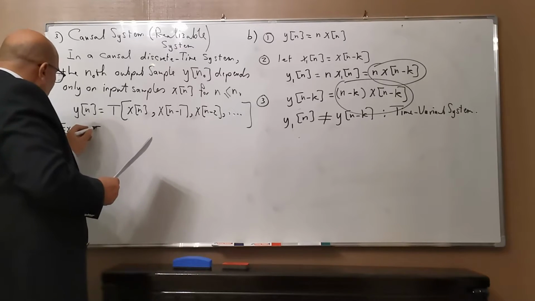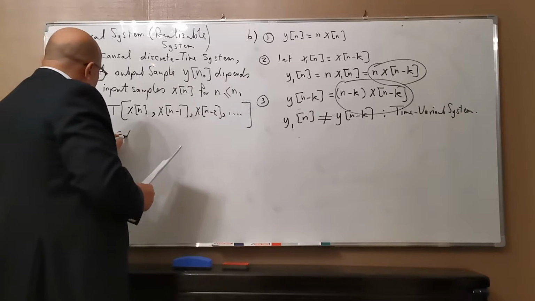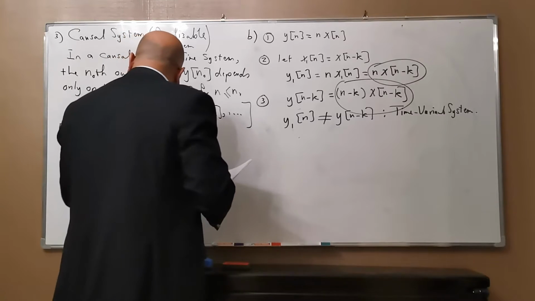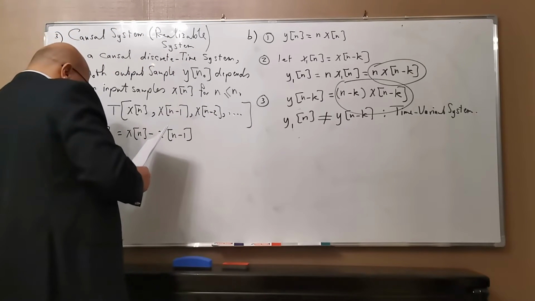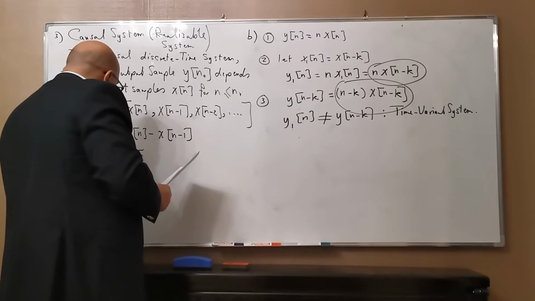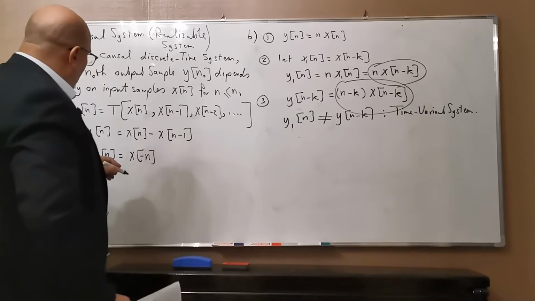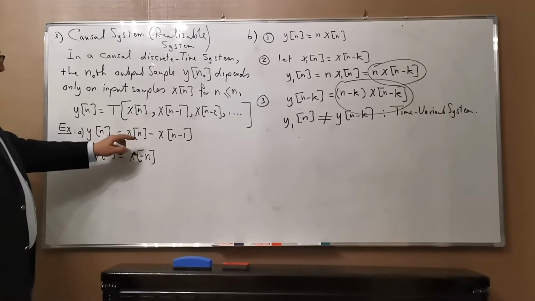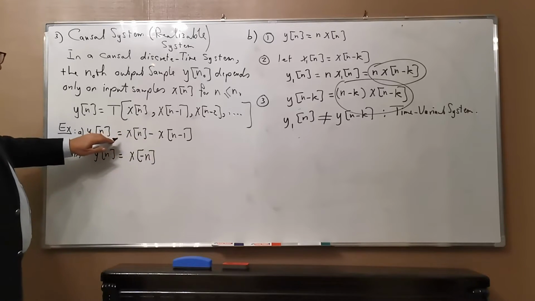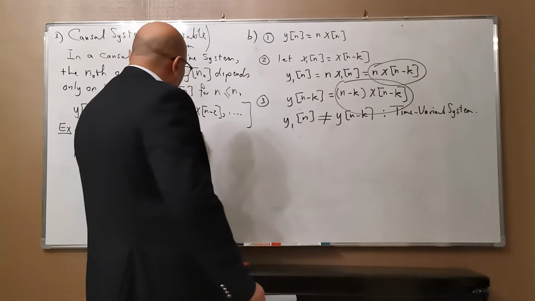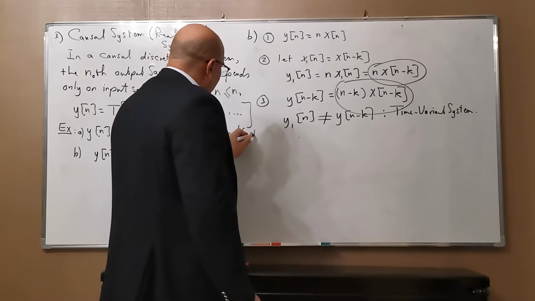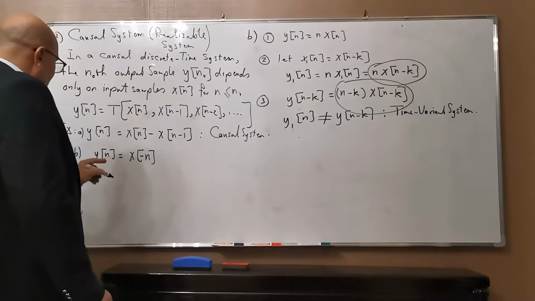If we have y of n equals x of n minus 1, this is A. B, y of n is equal to x of minus n. Okay, for part A, y of n depends on the same instant of time and the previous instant. So this one is definitely a causal system. No doubt about this. Okay, what about this one here?